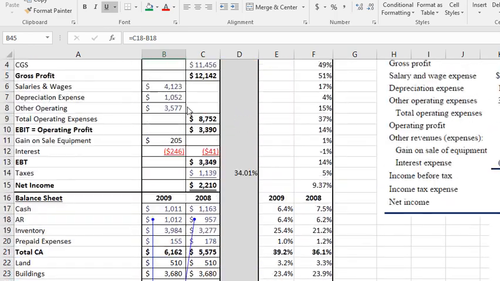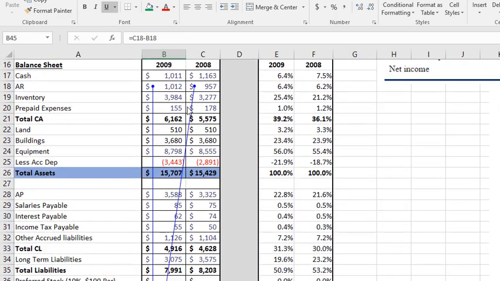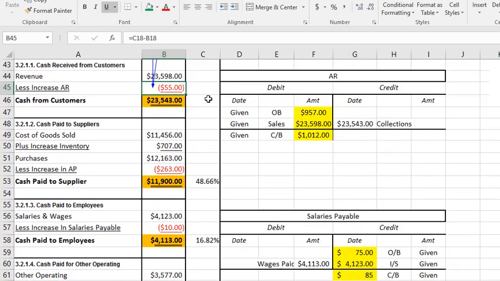So again, we just had to look up. We used the audit toolbar, and we saw that accounts receivable went up. So that's a use of cash. If accounts receivable went down, that would be a source of cash. And that's why down here, we are going to subtract the increase, and therefore we got our cash from the customers.